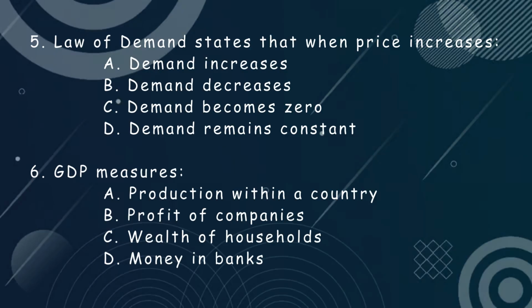Question number 6. GDP measures A. Production within a country. B. Profit of companies. C. Wealth of households. D. Money in banks. Answer: A. Production within a country.